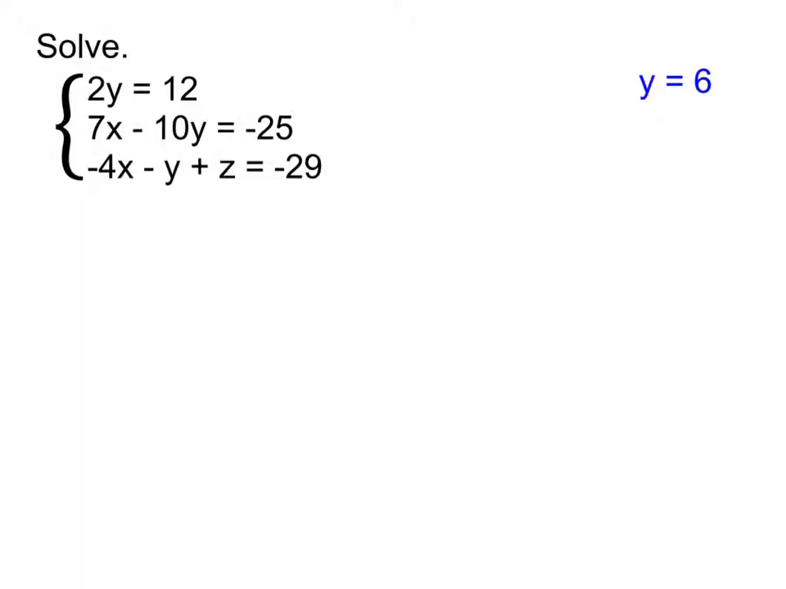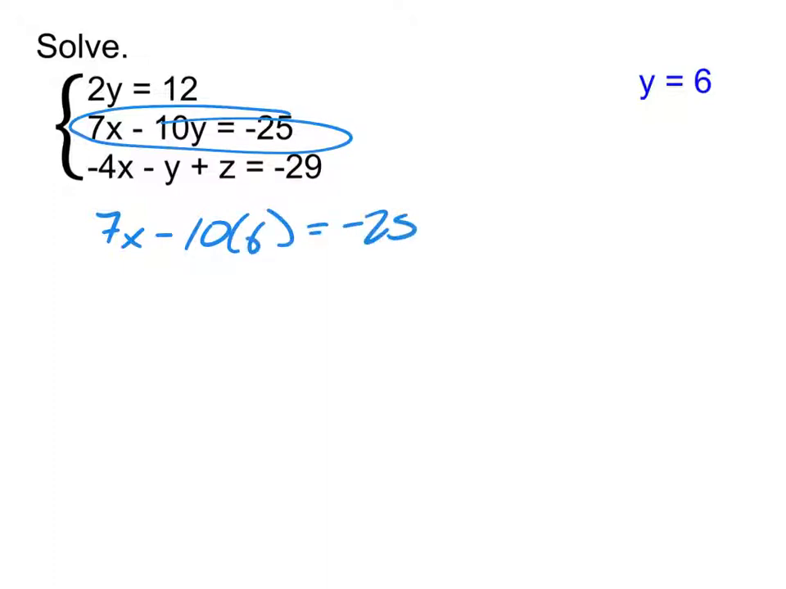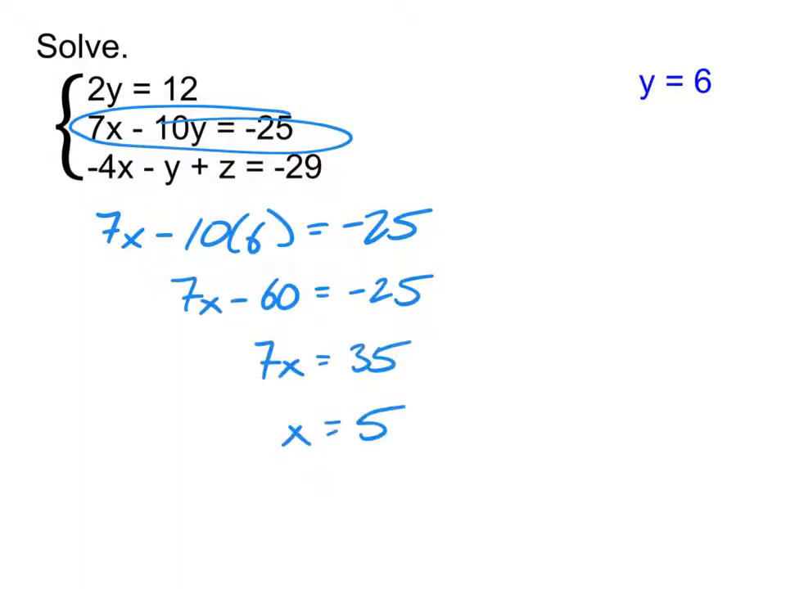Yeah, notice the second equation has y and just one other variable in it. And so I can take what I know y is and plug it in there. Now this one we'll probably have to write out a little bit more to be able to see it. So we're going to do 7x minus 10 times the 6 equals negative 25. And then we're going to solve that through. And so when we work that through, we end up being able to find that x is 5.